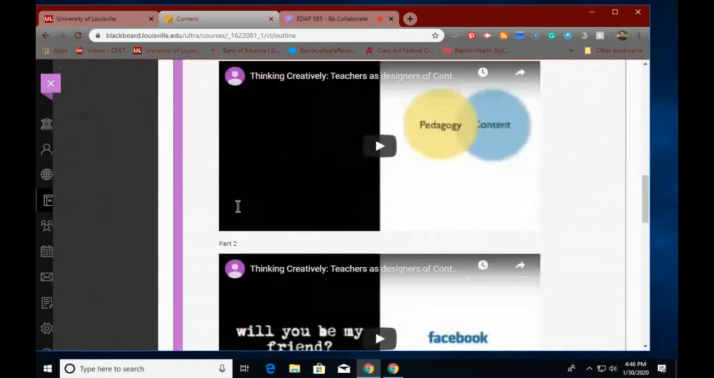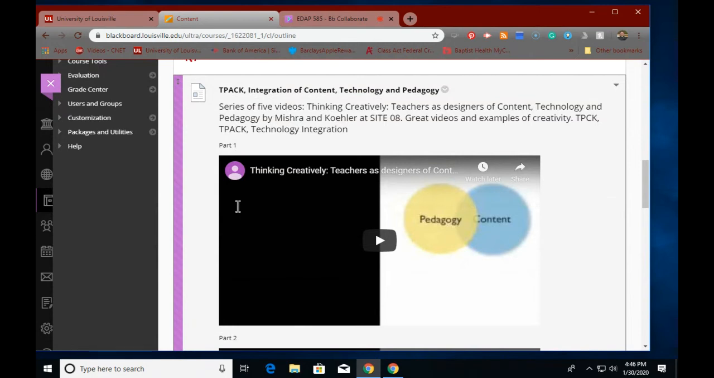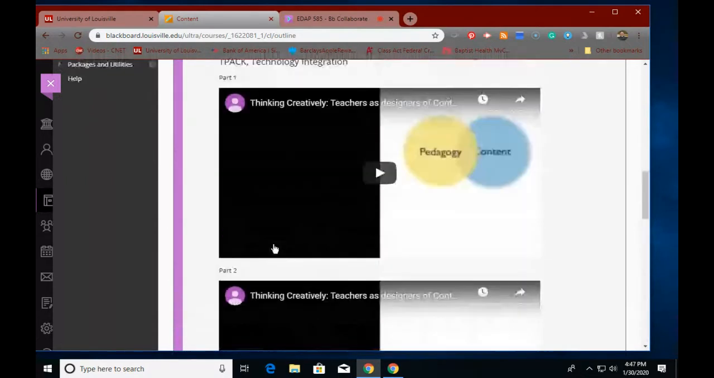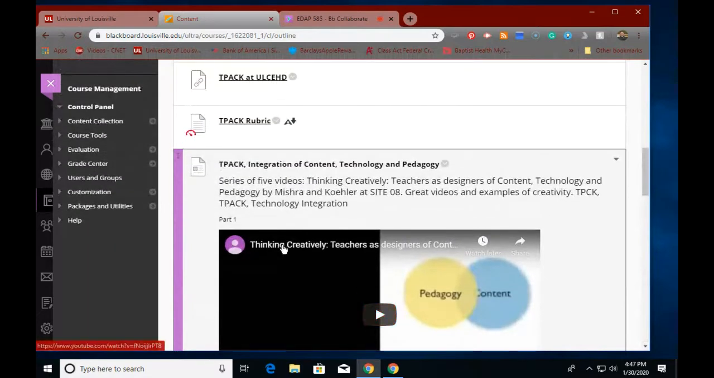And I'm going to start here. This was the beginnings of pulling all the data together and pulling the ideas together by two gentlemen, Mishra and Koehler. They were two research guys out of University of Michigan. No, I'm sorry, Michigan State. It was presented at the Society for Instructional Technology and Education in 2008. I am not going to run these past you. This is 45 minutes worth of videos right here. But if you want to hear it all and see it all from the beginning, that's where it was.